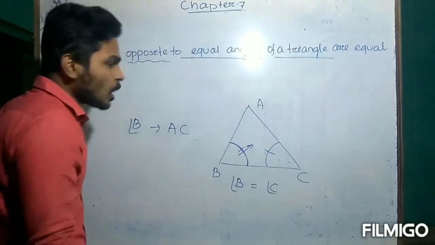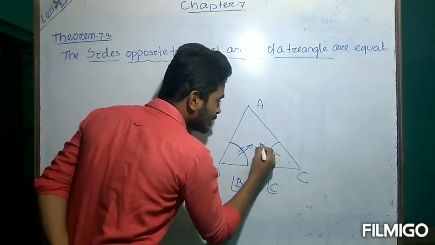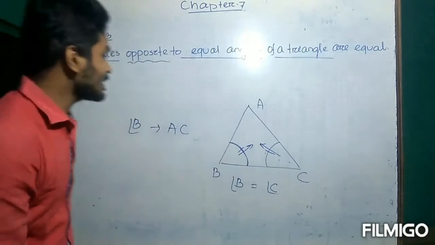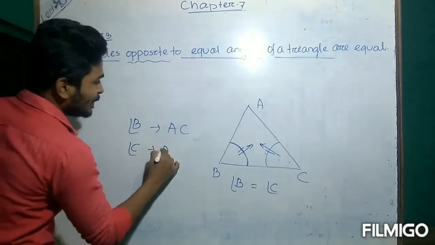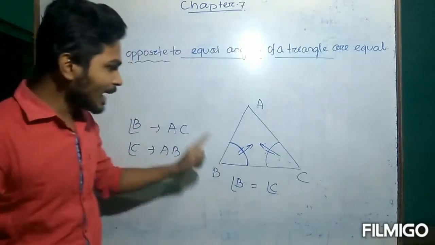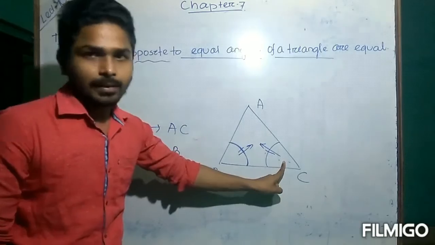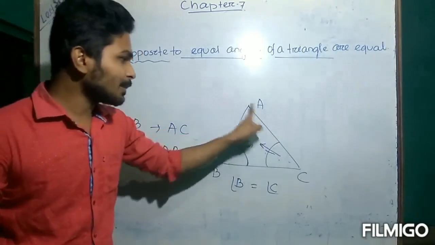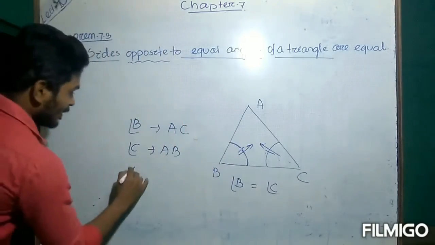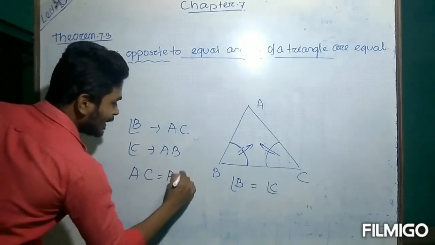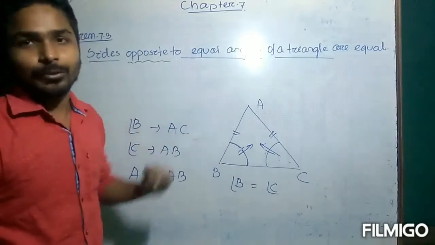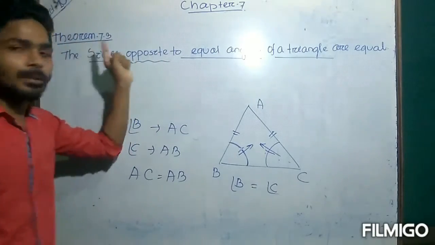Clear? Similarly, what is the opposite side of angle C? Opposite means it faces towards this direction. So AB is the opposite side of angle C. So according to the statement, if angle B and angle C are equal, then their opposite sides, that means AC and AB, must be equal. This side and this side are equal. We have to prove this. This is the statement of theorem 7.3.